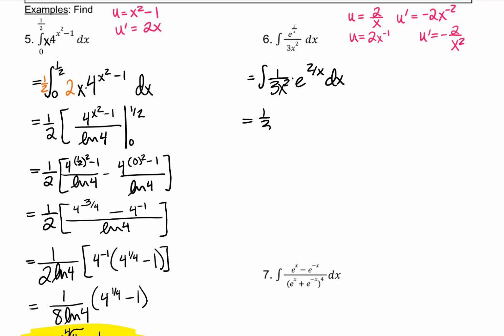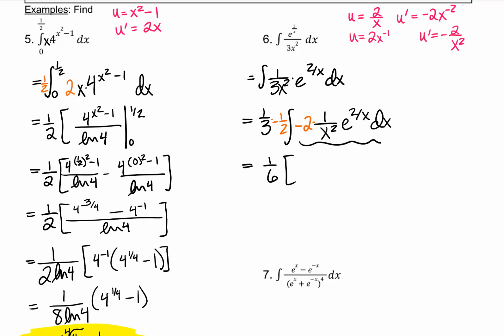I'm going to take the 1/3 out of our integrand. And I need a negative 2 in there. So I'll do negative 2 times negative 1/2. The integral of this is just e to the u. Once you've established that u prime is in the integrand, you can use the formula.